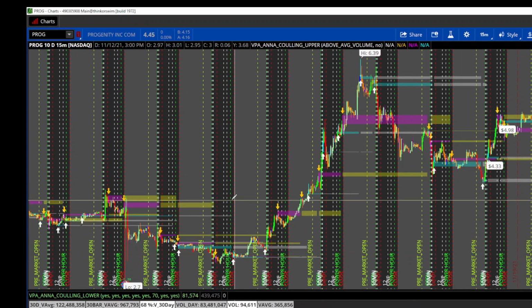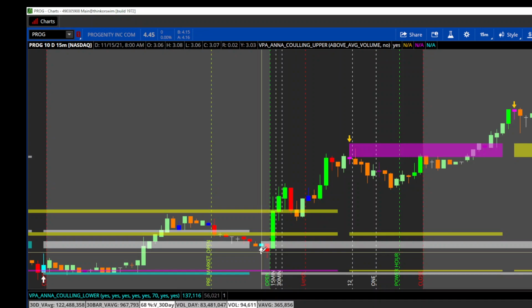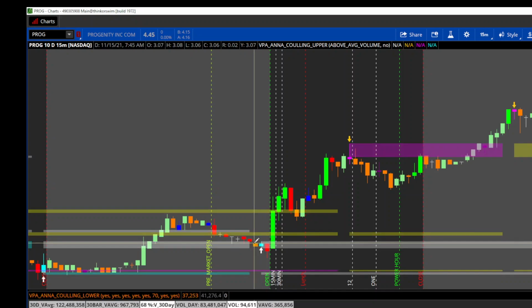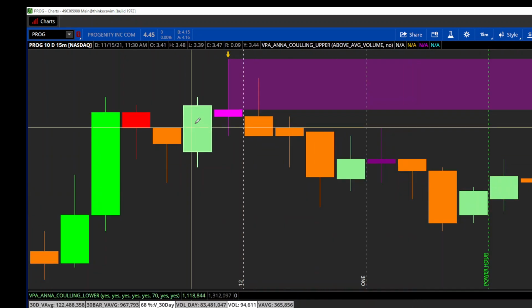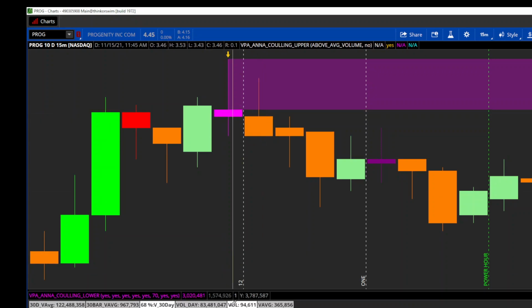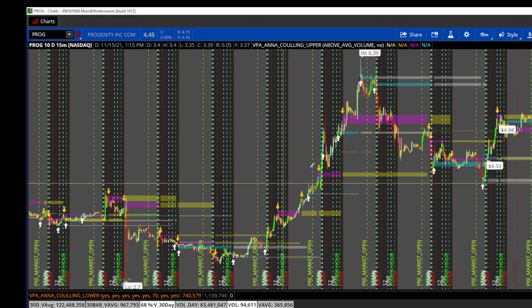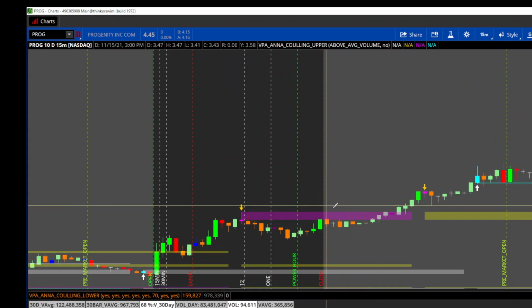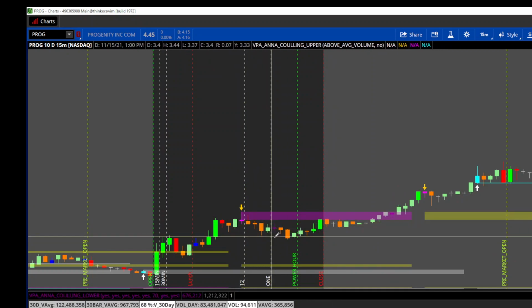What it does is find the irregular body. In Anna Coulling's book, she describes irregular bodies as smaller bodies with larger volume than the previous candle. So if you look right here, this candle is bigger than the one preceding it, and it has a lot more volume. She considers that an irregular body and a sign of support and resistance. And you can see that's exactly what it did.